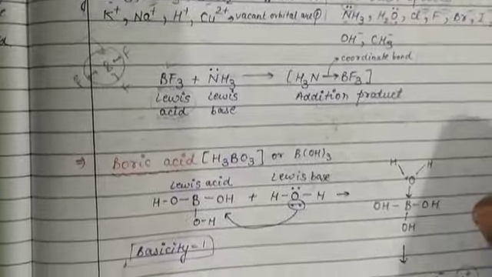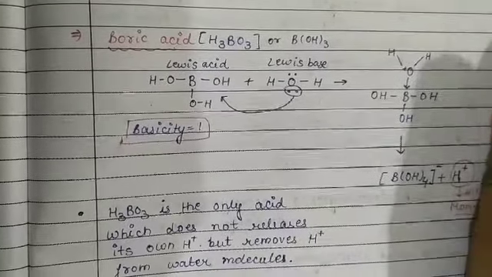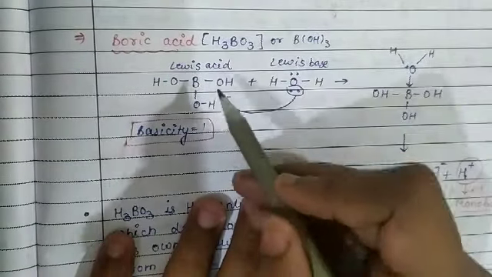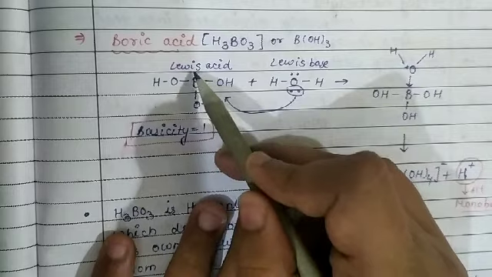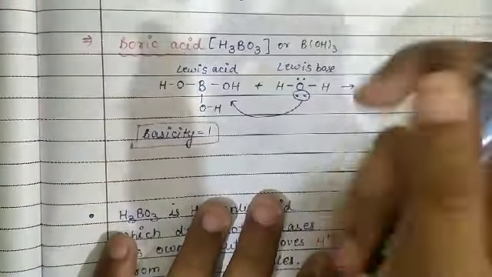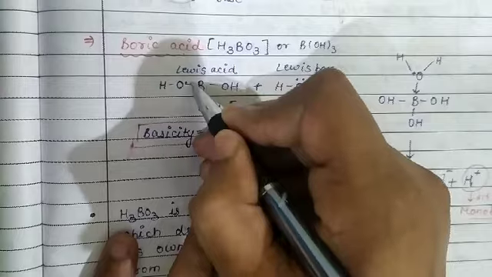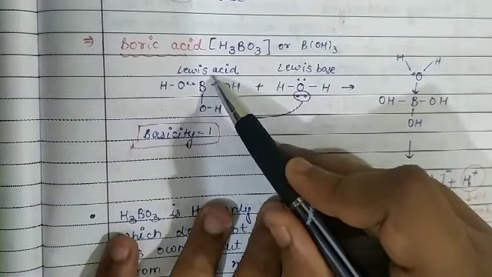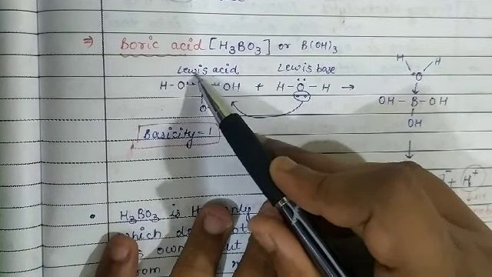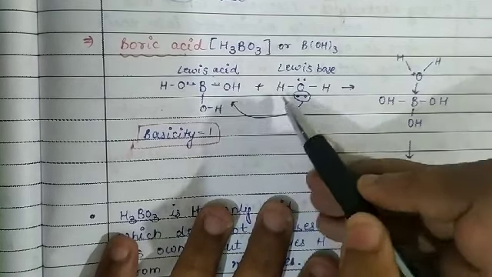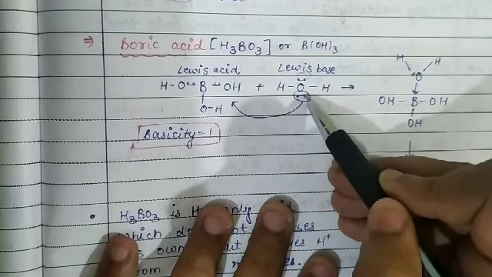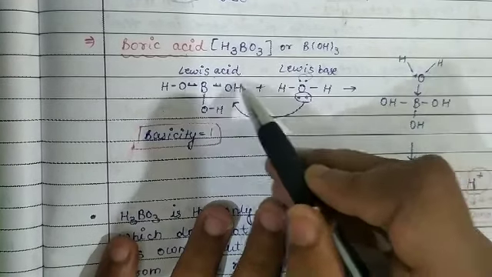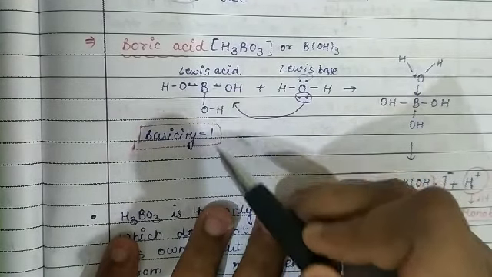What is boric acid? Boric acid is H3BO3, or B(OH)3. In boric acid, boron has only 6 electrons around it: 1, 2, 3, 4, 5, 6. So boric acid will behave as a Lewis acid, as the central atom has an incomplete octet, 6 electrons only. While water has 2 extra electron pairs, it means the electron pair on the oxygen atom can be donated to boron to make its octet complete.